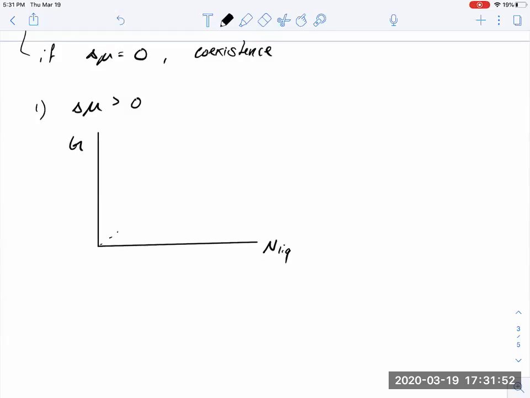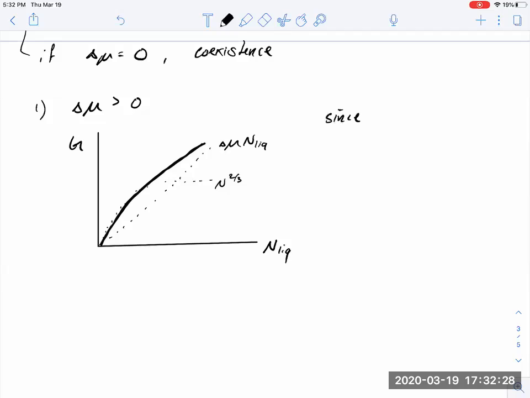Okay, so this is what a line would look like. That's the delta mu, which we've said is positive, times the number of liquid particles. And there's a piece that goes like n to the 2/3. So if I sum those together, I'll get something that increases rapidly and then starts to increase linearly.